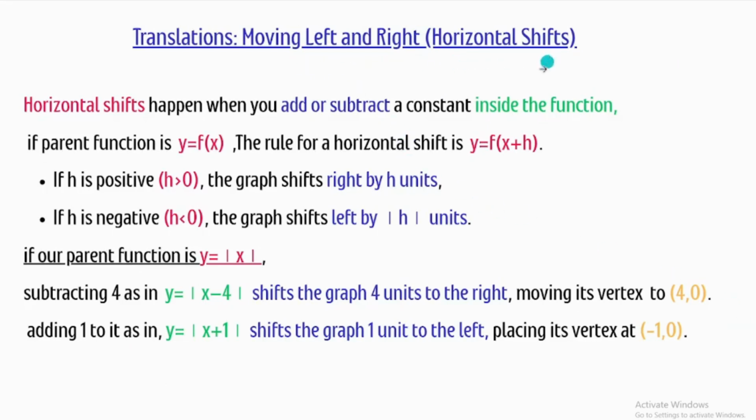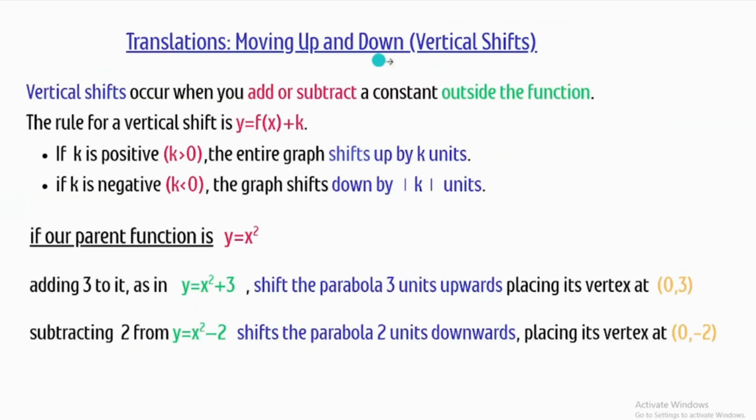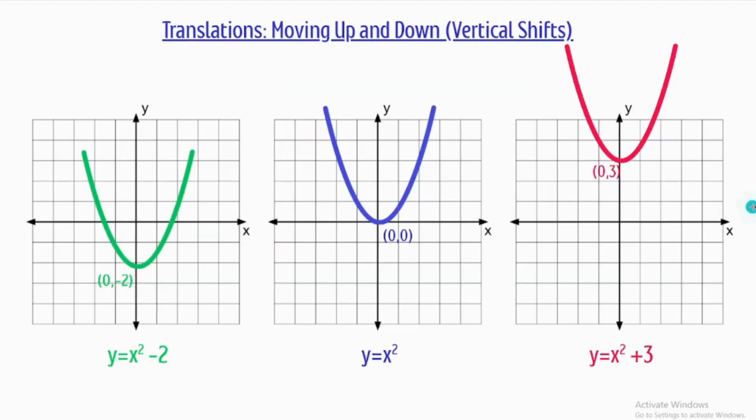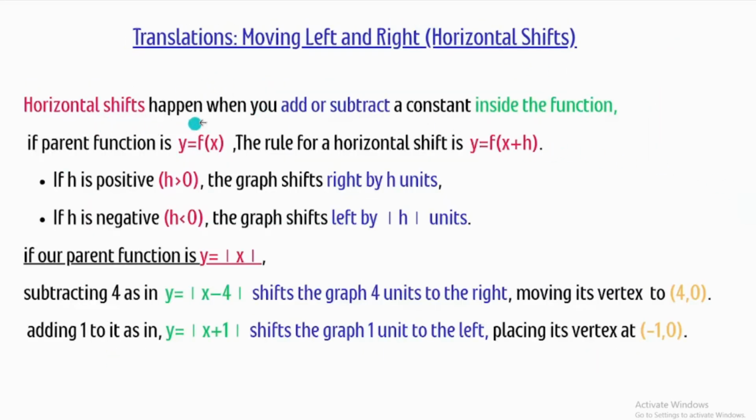Moving left and right, horizontal shifts. Horizontal shifts happen when we add or subtract a constant inside the function. We have to pay attention to the difference between this and the previous translation. This translation moves left and right, a horizontal shift. The previous translation moved up and down, a vertical shift. Horizontal shifts happen when you add or subtract a constant inside the function. That is the secret. That is the keyword of horizontal shift or vertical shift.